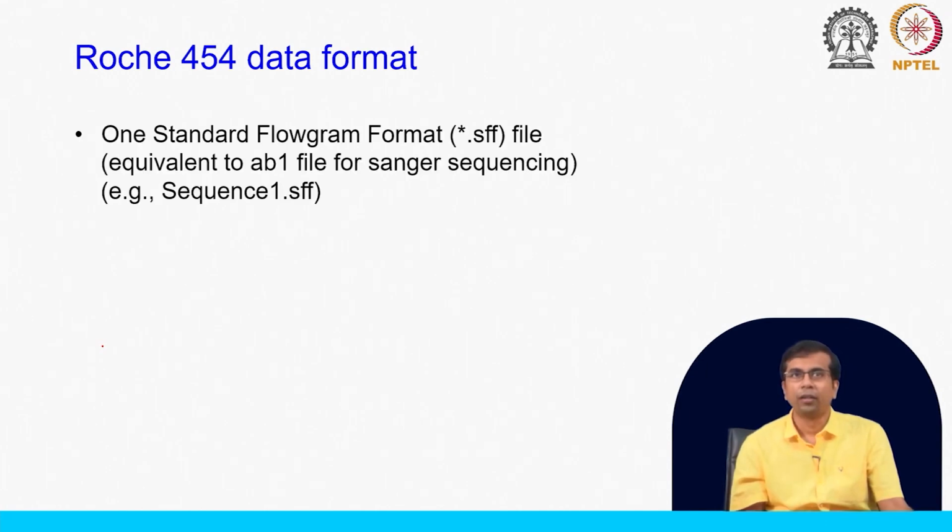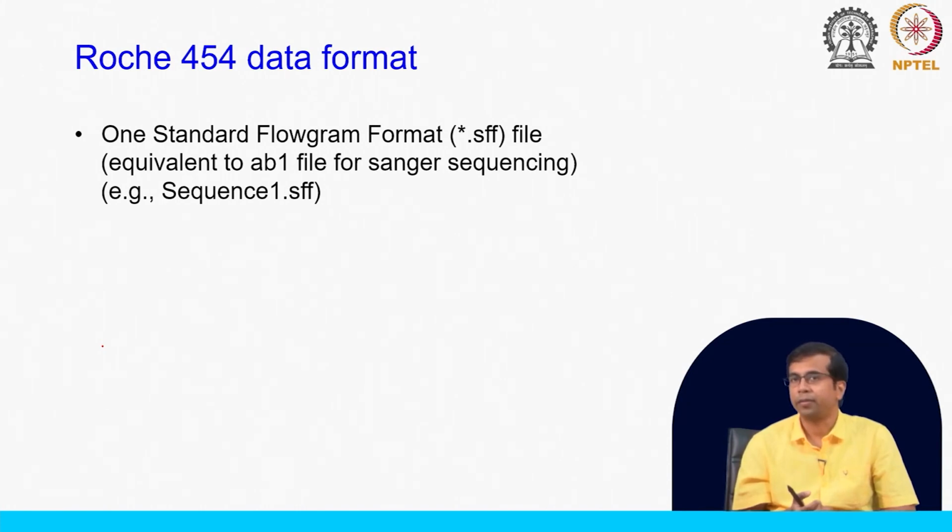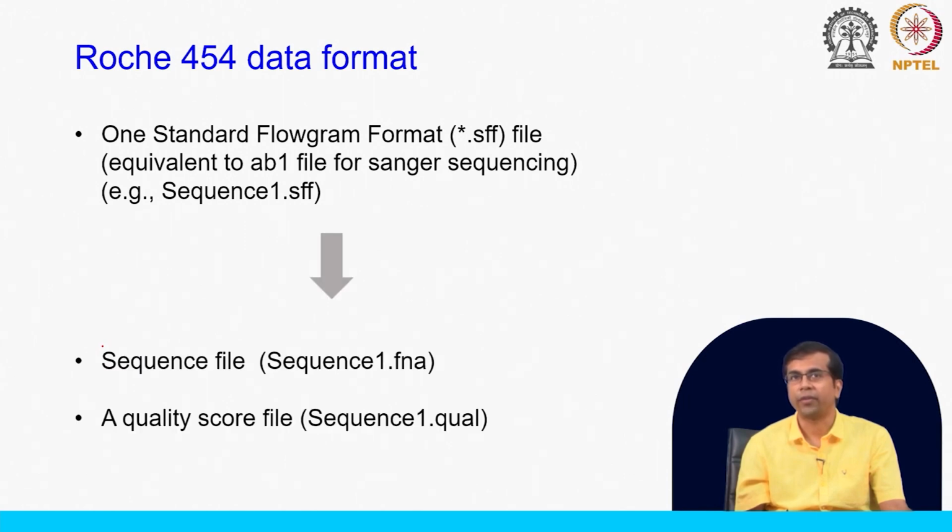In 454 you get one standard flowgram format file, which you will see like sequence1.sff or star.sff. Star is the name, you can give any name that you want. This is equivalent to the AB1 file that we have just seen. That information about sequencing is stored in the AB1 file. Similarly, in Roche 454 this SFF file stores the sequence information, what actually happened during the sequencing process. You can read this file and you can generate two different files.